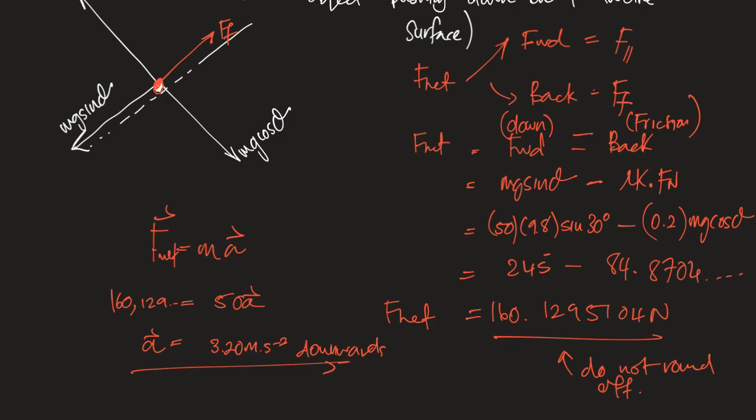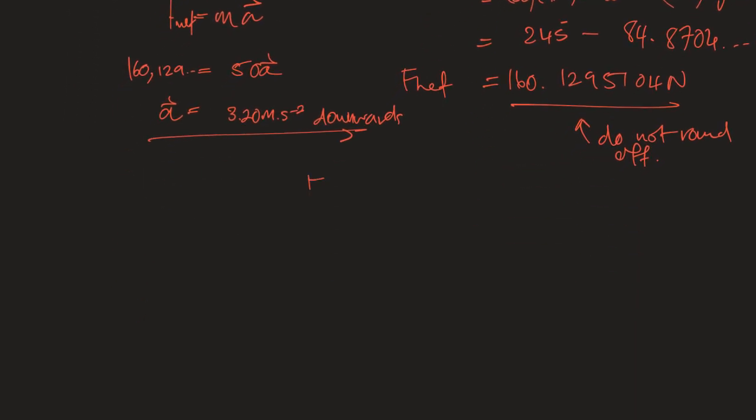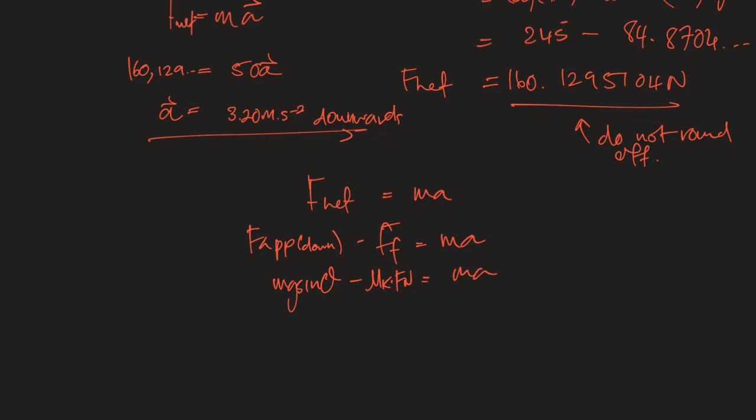And there's my final answer. Or you could have said F net is equal to MA, and you could have said mg sine theta, or rather, let's put it like this: you could have said force applied, which is that downward natural force, minus force of friction equals MA, mg sine theta minus mu k times Fn is equal to MA.